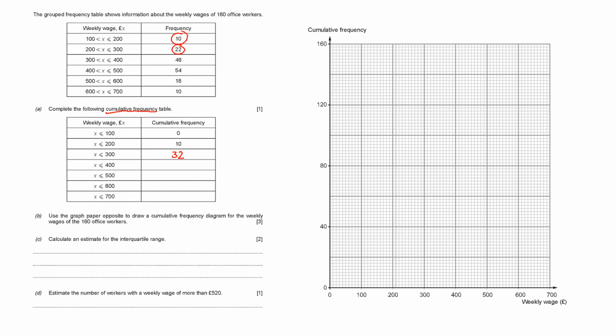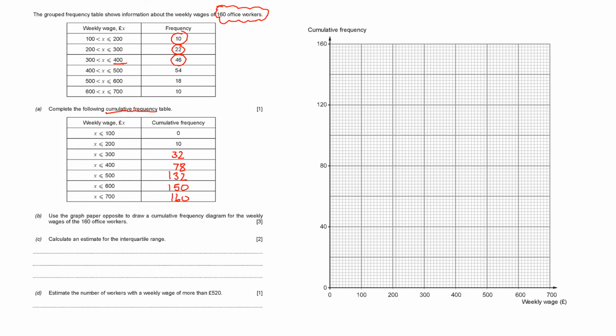Okay, how many are less than 400? This 10, this 22, and these are less than 400. So add 46 on, you get 78. So if I get this right. And then add 54 onto that, you get 132. Add 18 onto that, you get 150. And add 10 onto that, you get 160 people, which is good news because it actually tells me there are 160. So I've added them up successfully as I'm going along.